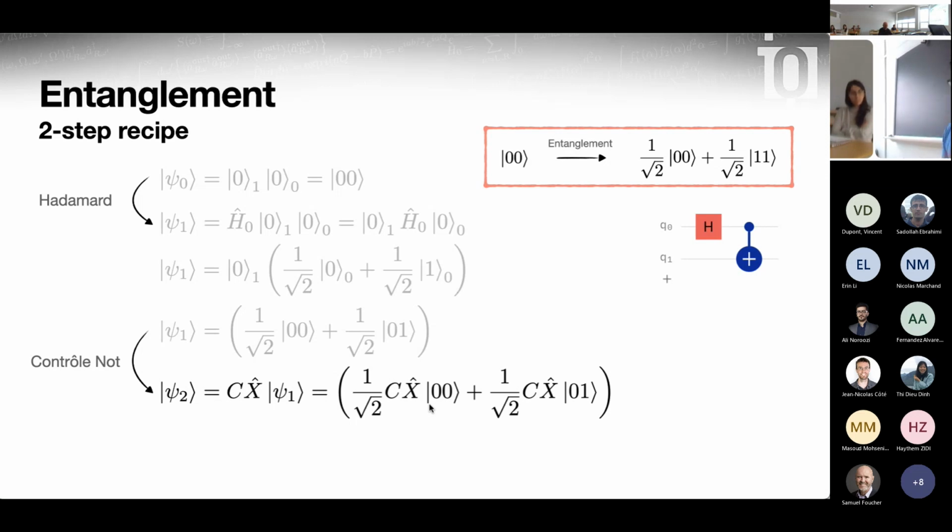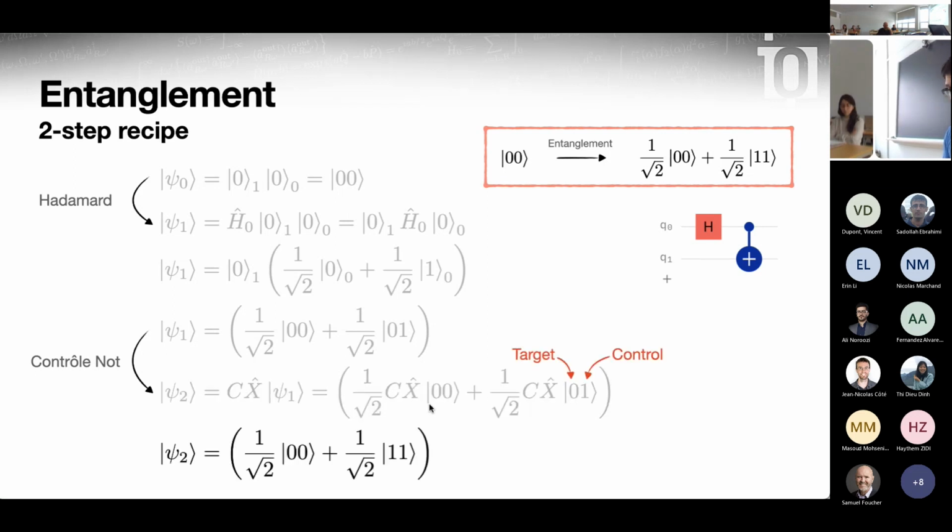I go for the first one. It does nothing because the control qubit is in the state 0. The other one has the control qubit, which is the one on the right. It has a 1. So that means I need to change the 0 for a 1. And I obtain this state. Okay? And this is exactly what the circuit is doing.